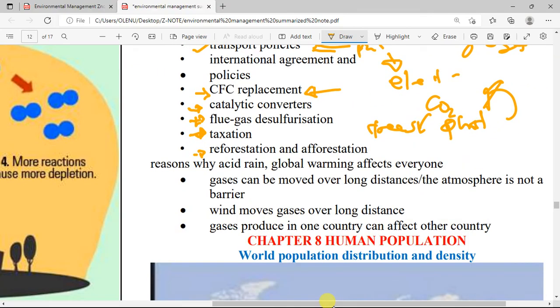So lastly, what are the reasons why acid rain and global warming will affect everyone? You should take note of this. I've seen it a lot in past papers. Why do acid rain and global warming affect everyone? First, gases can be moved over long distances because the atmosphere is not a barrier. It doesn't have a barrier. So wind moves gases over these long distances, and gases produced in one country can affect another country.